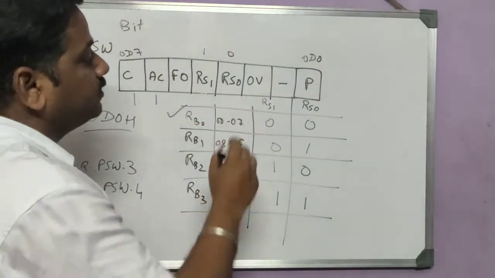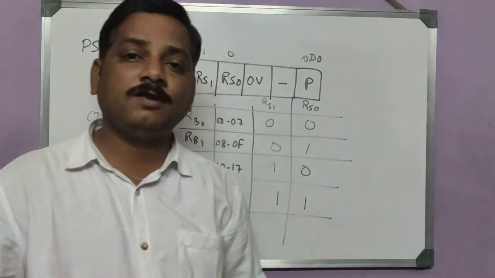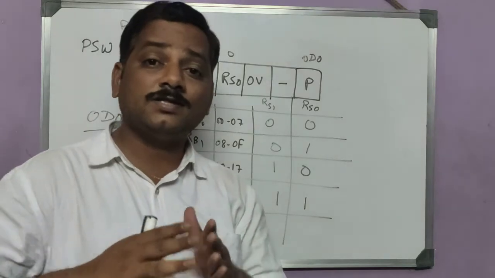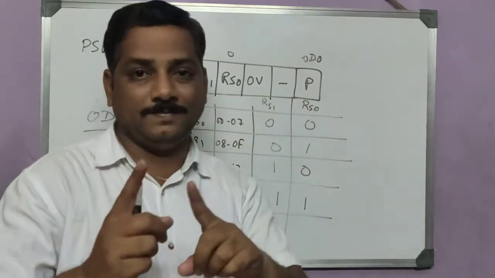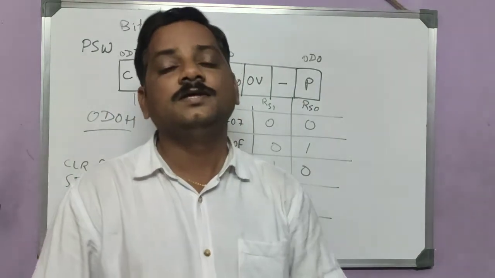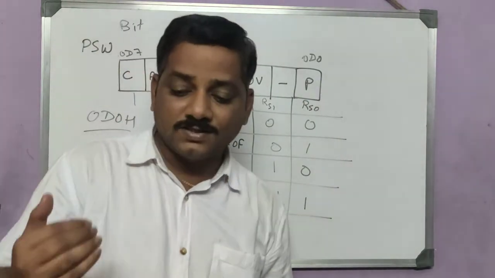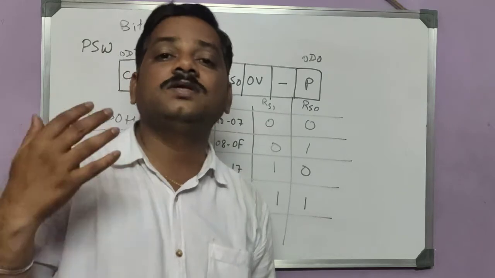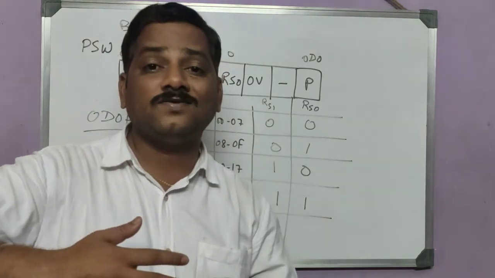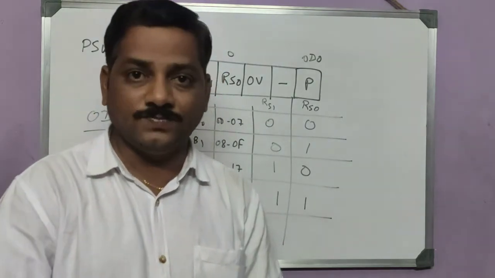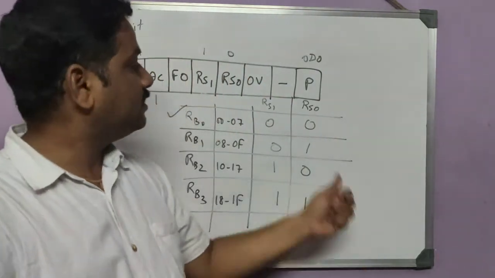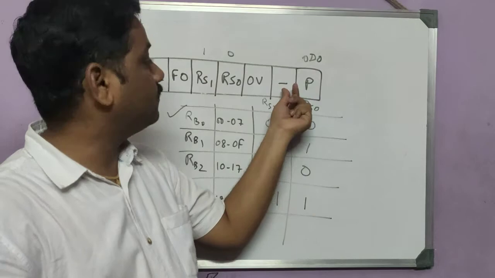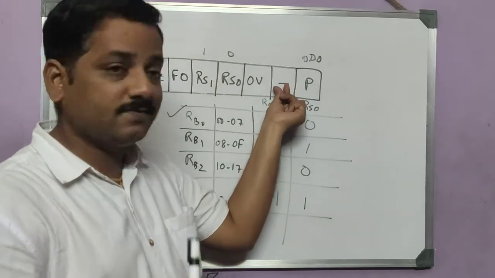Next we have overflow. This comes under addition or multiplication. Whenever the data exceeds the range of the system, the overflow flag will become high. If overflow is high, that indicates that the result I am getting is an error, not the actual answer, because there is not enough storage capacity to store the data. Then we have the user defined bit, which is left free for the user.